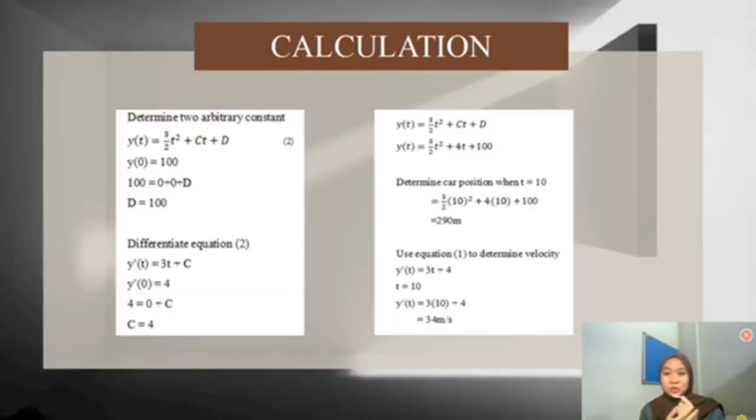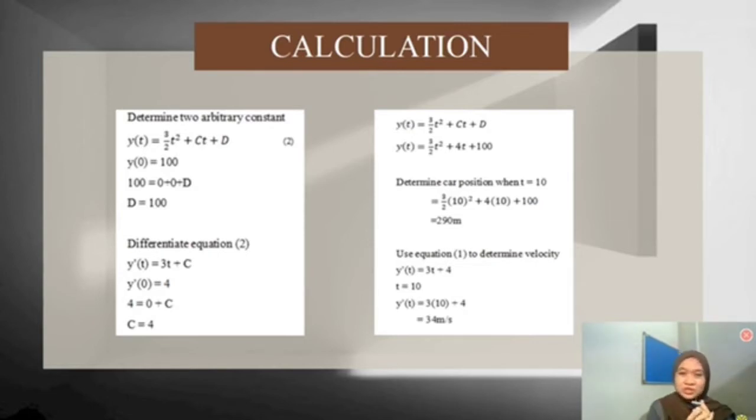Since we are using the second order ODE method, we need to find two constants. Based on the information given, we find that d in the equation is 100. After we differentiate the first equation, we get that c is equal to 4 by substituting all the information. Since we have two constants now, we can solve the problem by substituting the values of d and c into the first equation. We get the equation y(t) equals 3 over 2 t squared plus 4t plus 100, and then we can determine the position of the car when the time is equal to 10. Just substitute the value of 10 into the equation, and we get the position of the car when t equals 10 is 290 meters.